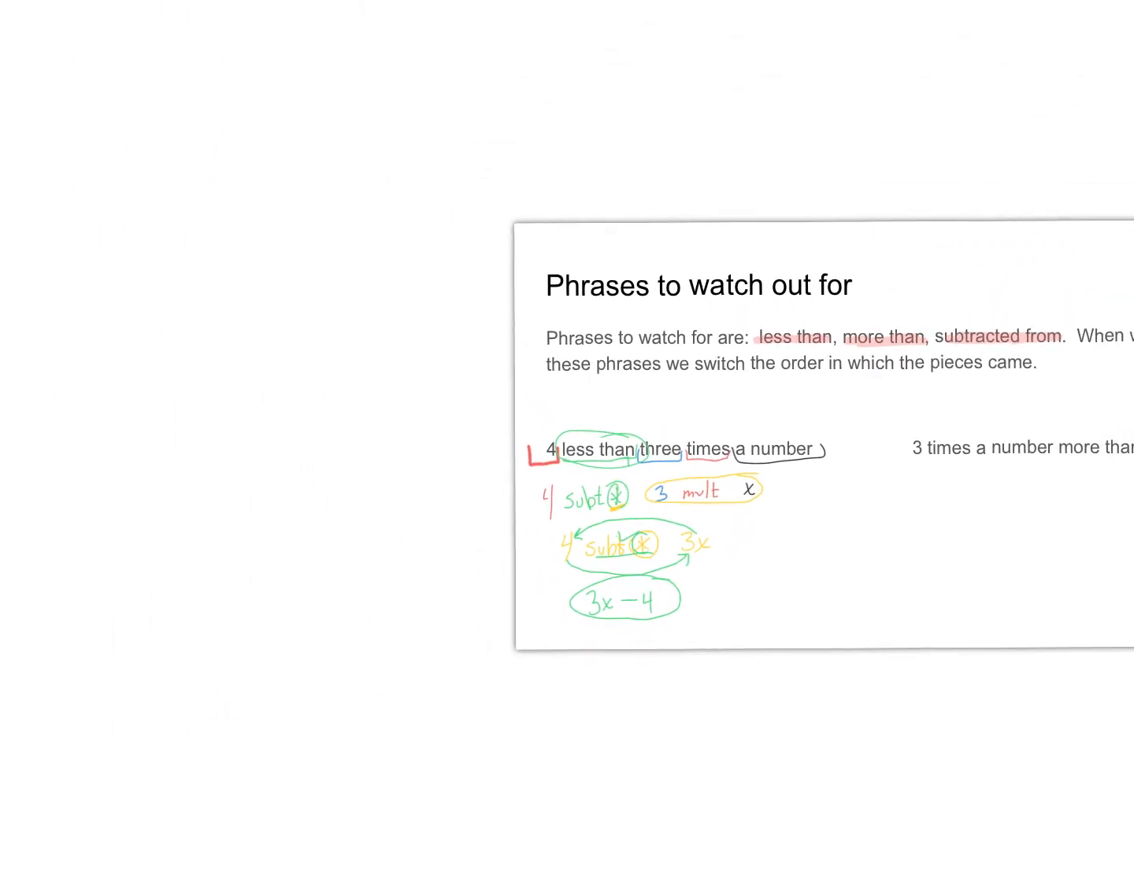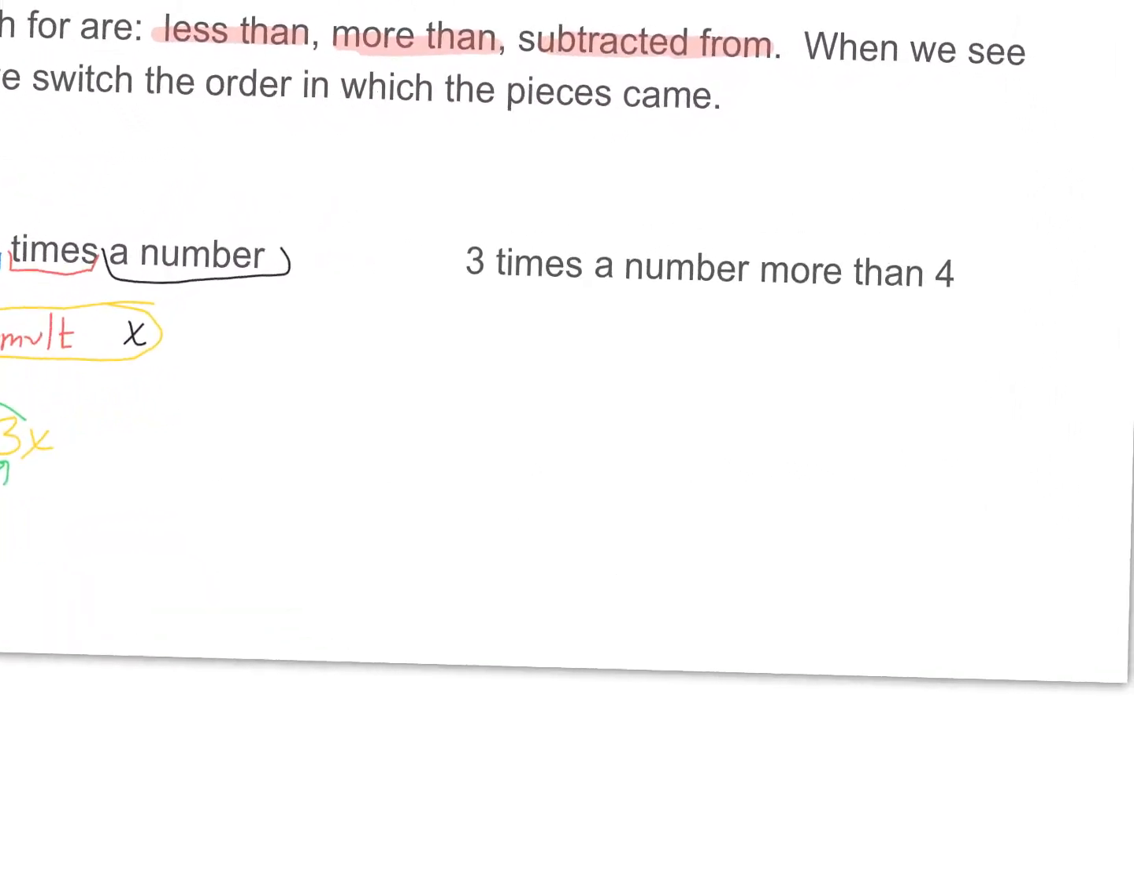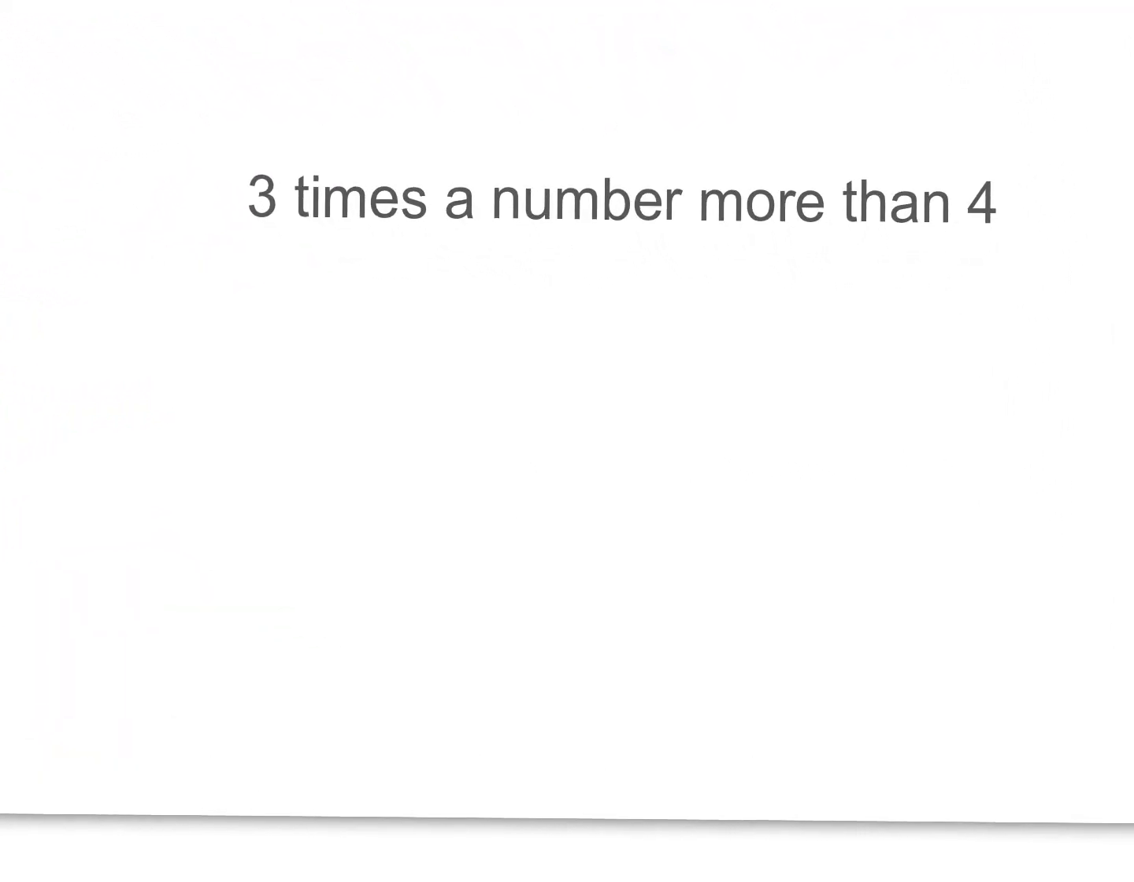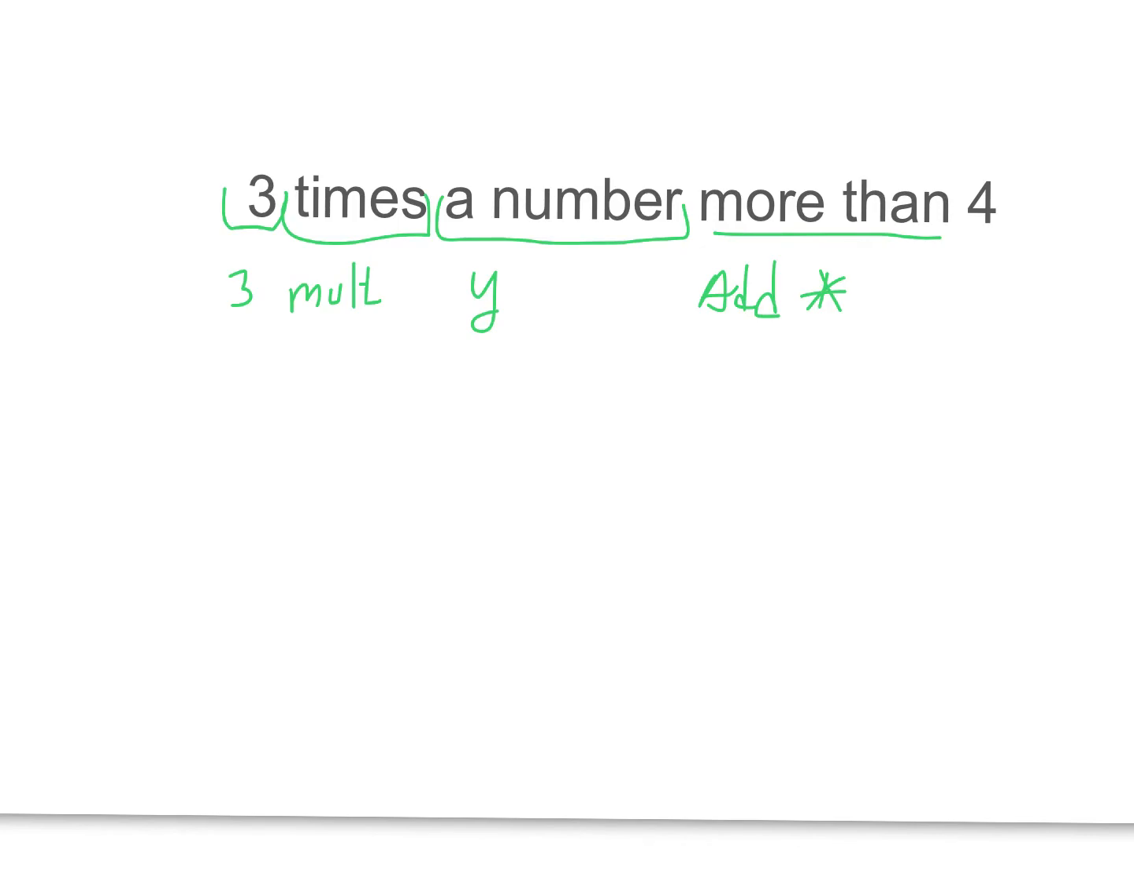So I'm going to zoom this out, bring this over here, zoom it back in. All right, so starting off, 3 times a number more than 4. Okay, so we start. So 3 is 3. Times means to multiply. A number, I don't know what it is. I'm going to use y this time to be a little different. More than is addition. But again, I'm going to use my little star here because that's one of my catchphrases. And 4 is 4.